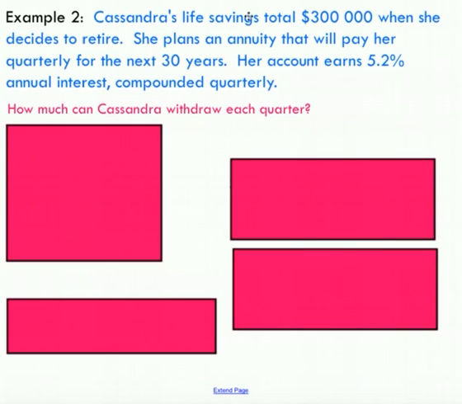So Cassandra's life savings total $300,000 when she decides to retire. She plans an annuity that will pay her quarterly for the next 30 years. Her account earns 5.2% annual interest compounded quarterly. How much can she withdraw each quarter?